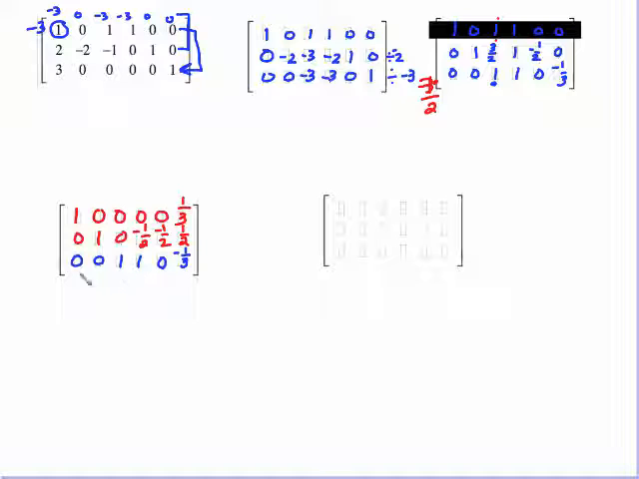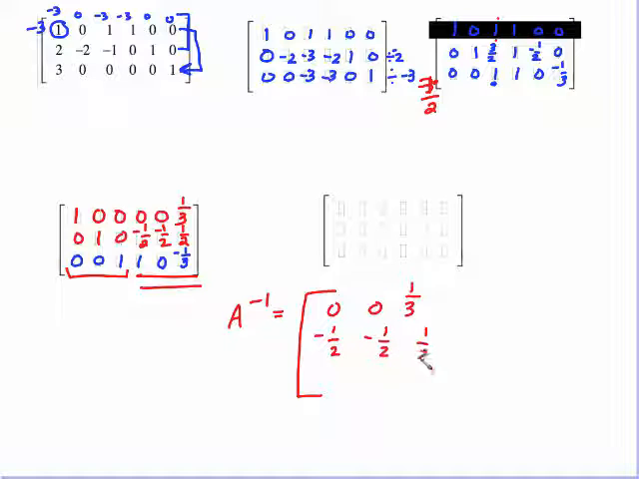And we're finished because right here, this is your identity matrix, and these last 3 columns make up our inverse matrix. So our inverse matrix is 0, 0, 1/3, -1/2, -1/2, positive 1/2, and the bottom row is 1, 0, -1/3.